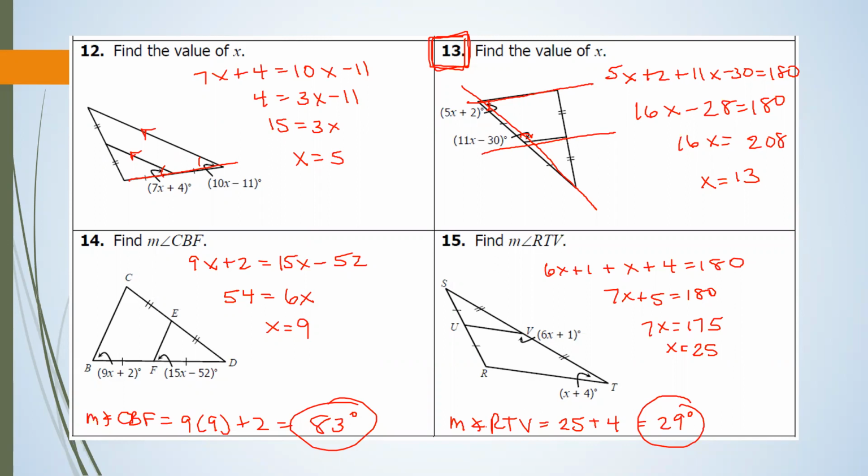Number 15, the two angles labeled are consecutive interior, which means that they are supplementary. So you should have added them together to get 180 and got x equals 25. When you take that 25 and plug it in for angle RTV, you should get 29 degrees.